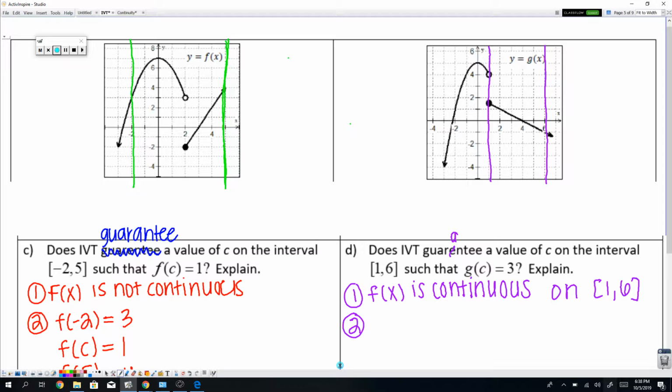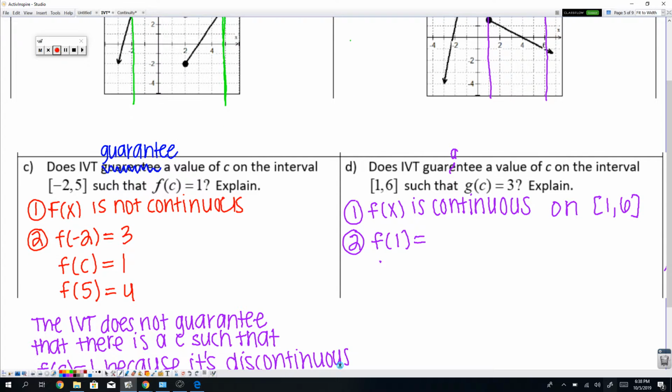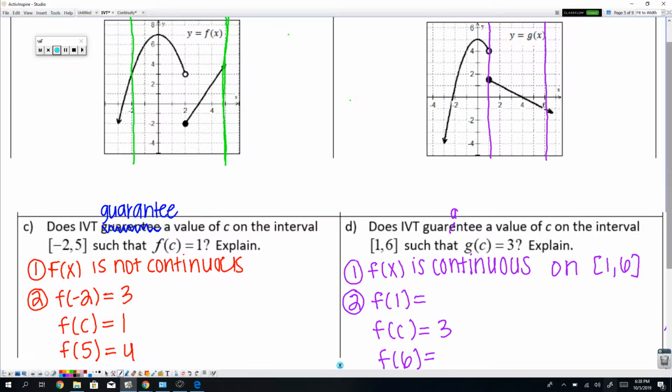Okay, so now we need to do the same exact thing we just did. So we're going to go f of 1, and then we're going to slide down and go f of c, and then f of 6. They want f of c to be 3, so let's find out if it fits. Okay, so f of 1 is exactly 1.5.